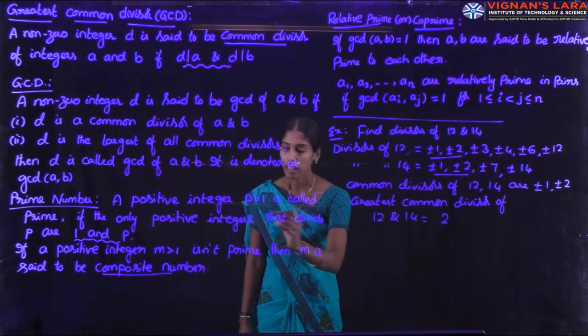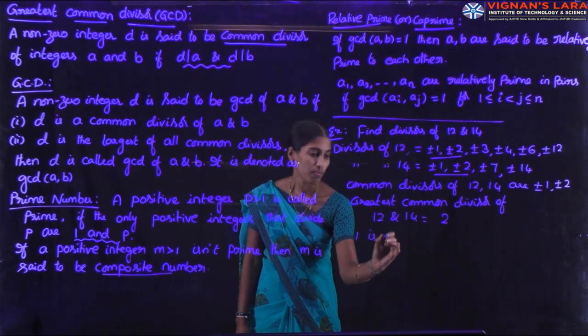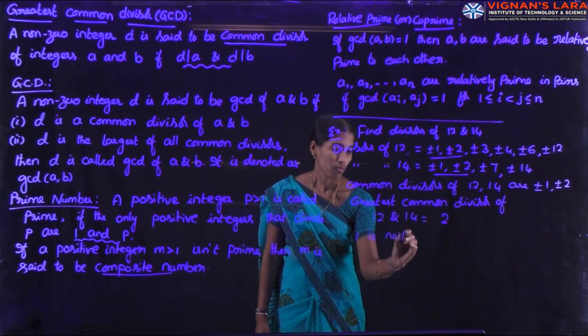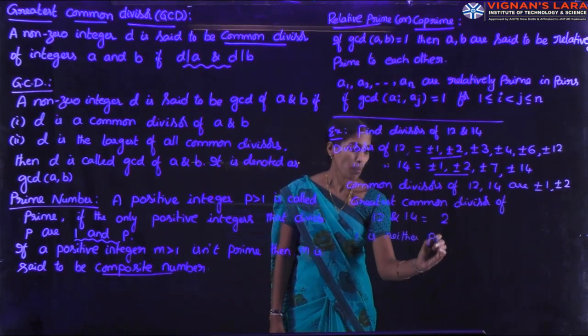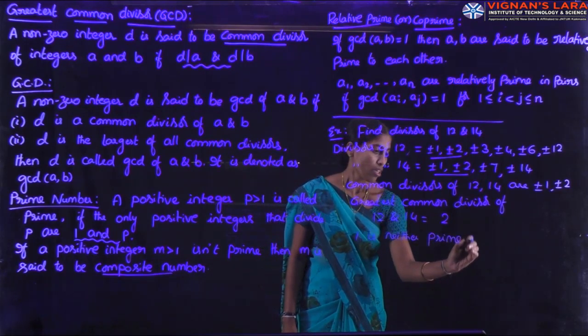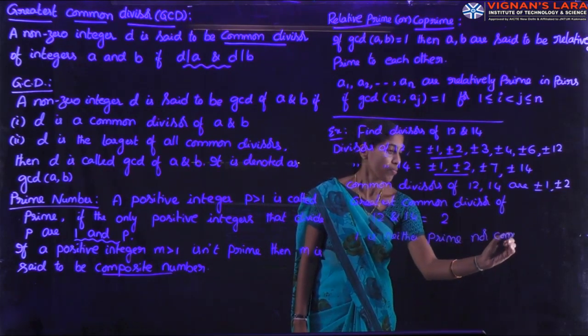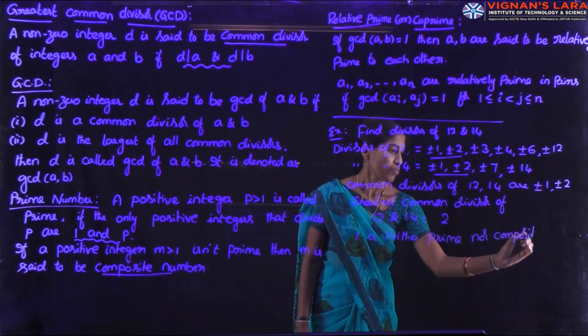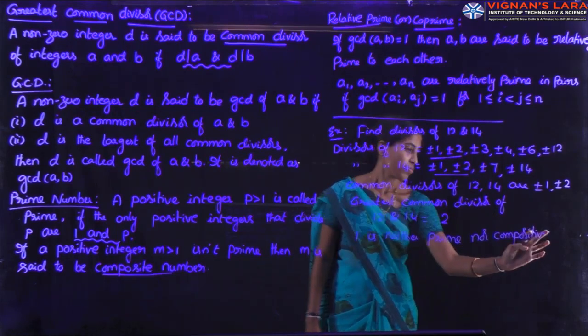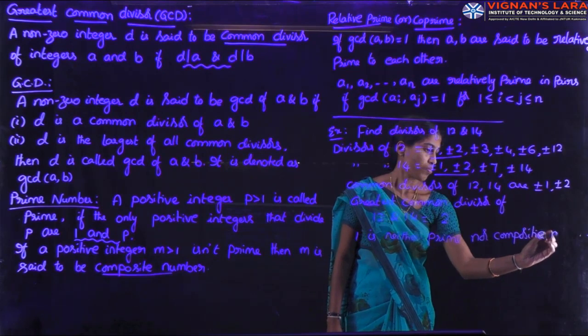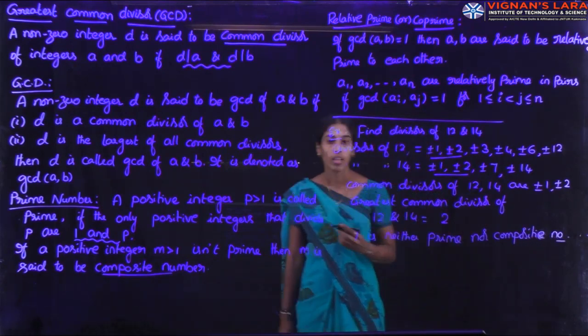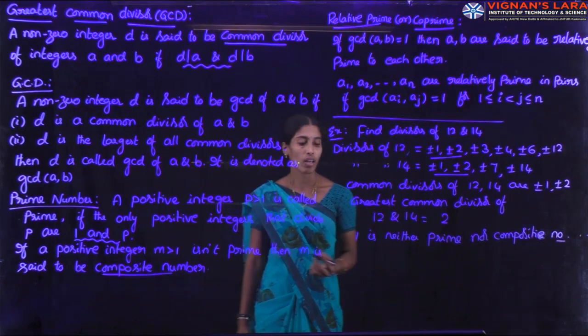So here 1 is neither a prime number nor a composite number.